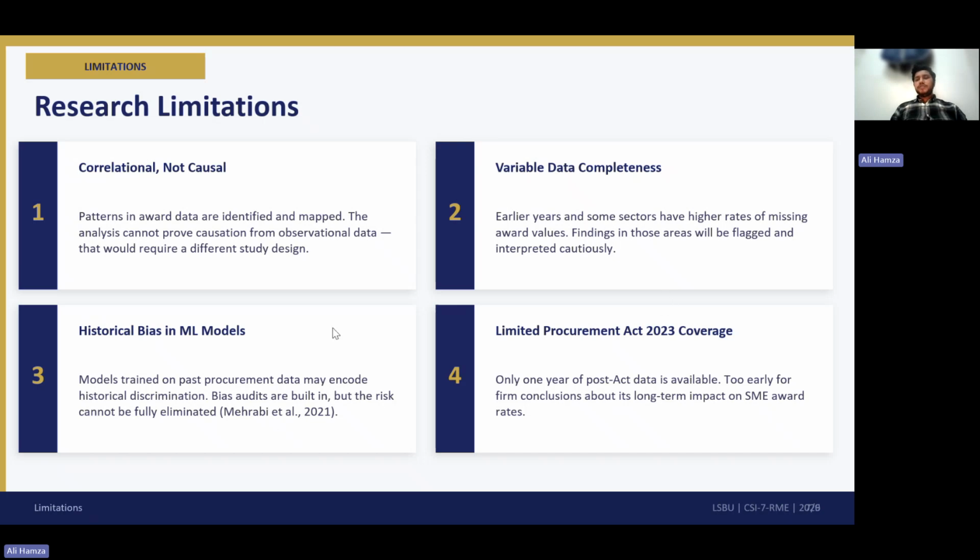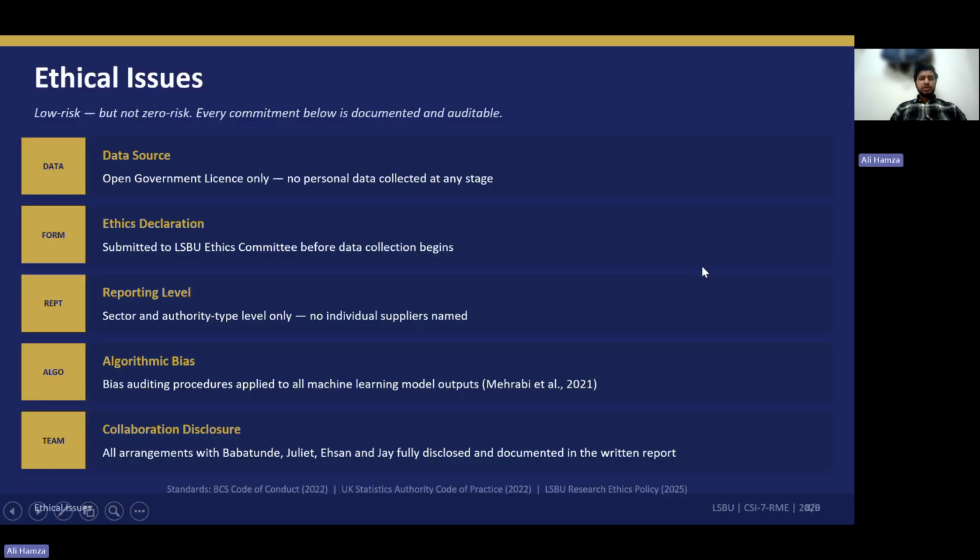And also we have the limited Procurement Act 2023. This act came into effect in 2023, so before that we are not going to have much data for this, because after this application we have only 2 years of data. So it can also cause a limitation in our coursework dissertation.